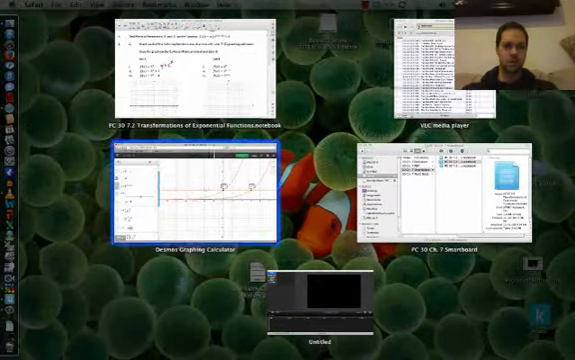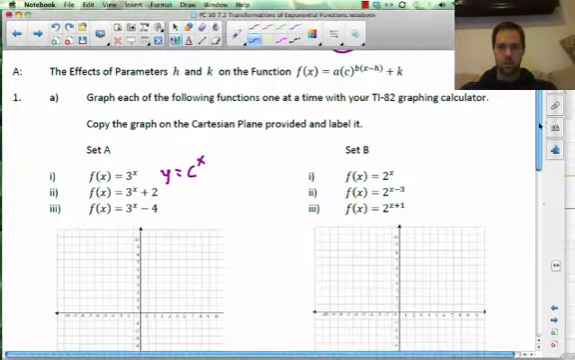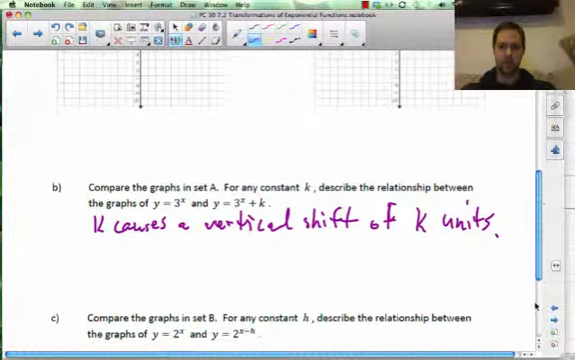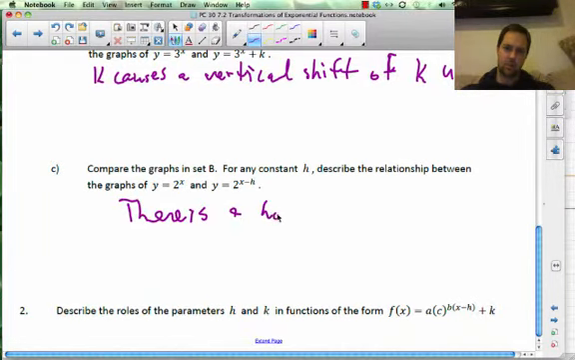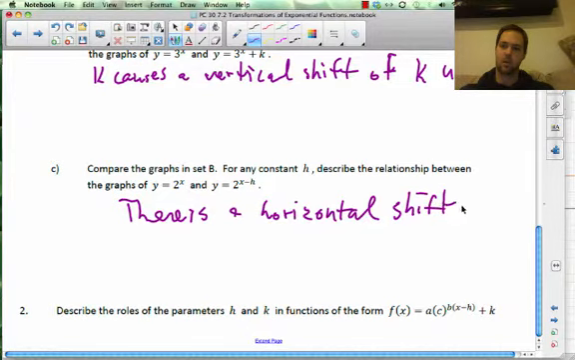Okay? So quickly go down and fill in what h does. For any constant h, describe the relationship between the graphs of 2 to the x and 2 to the x minus h. And we can just say there is a horizontal shift of h units. Done.